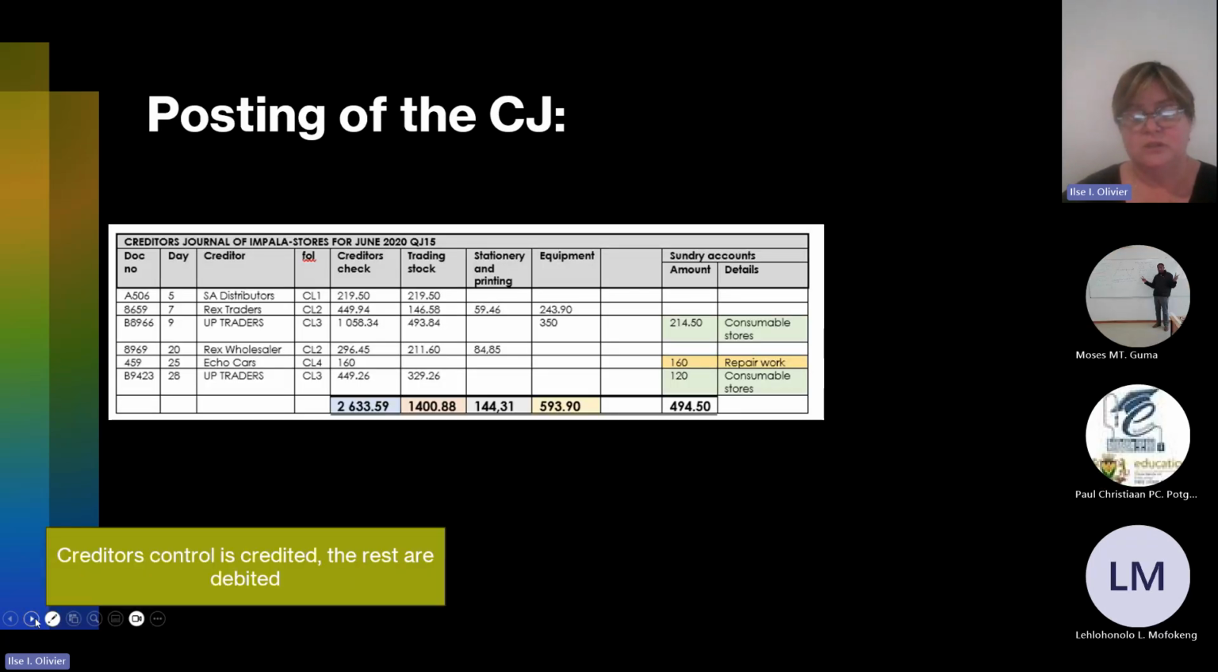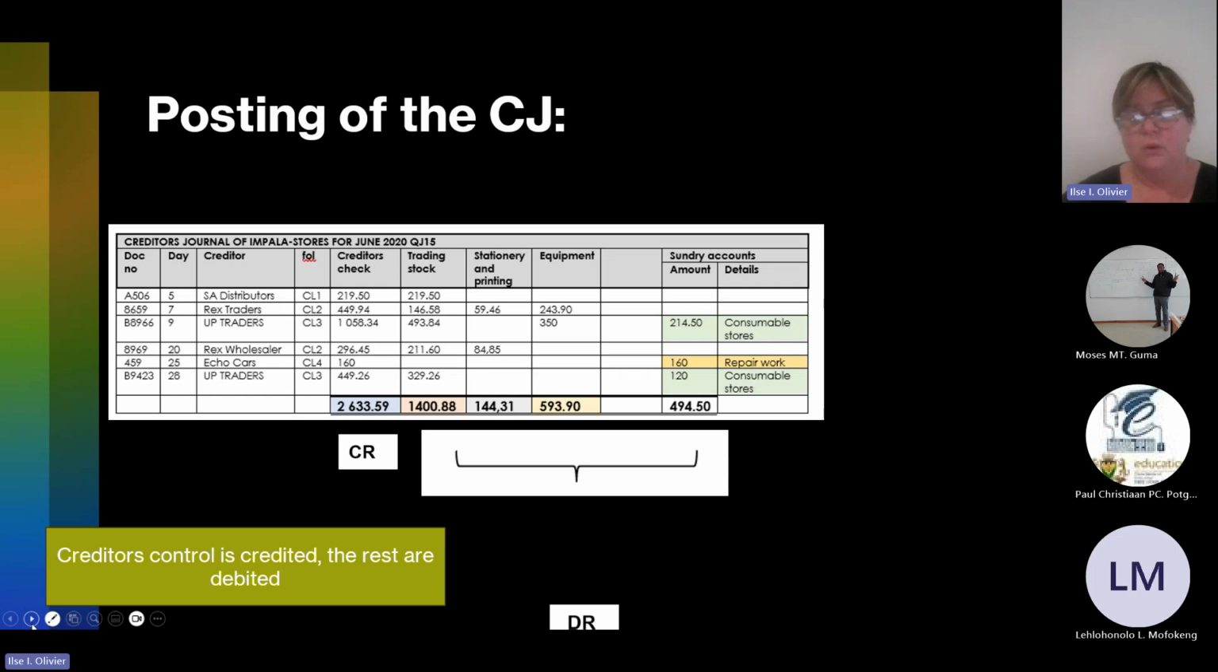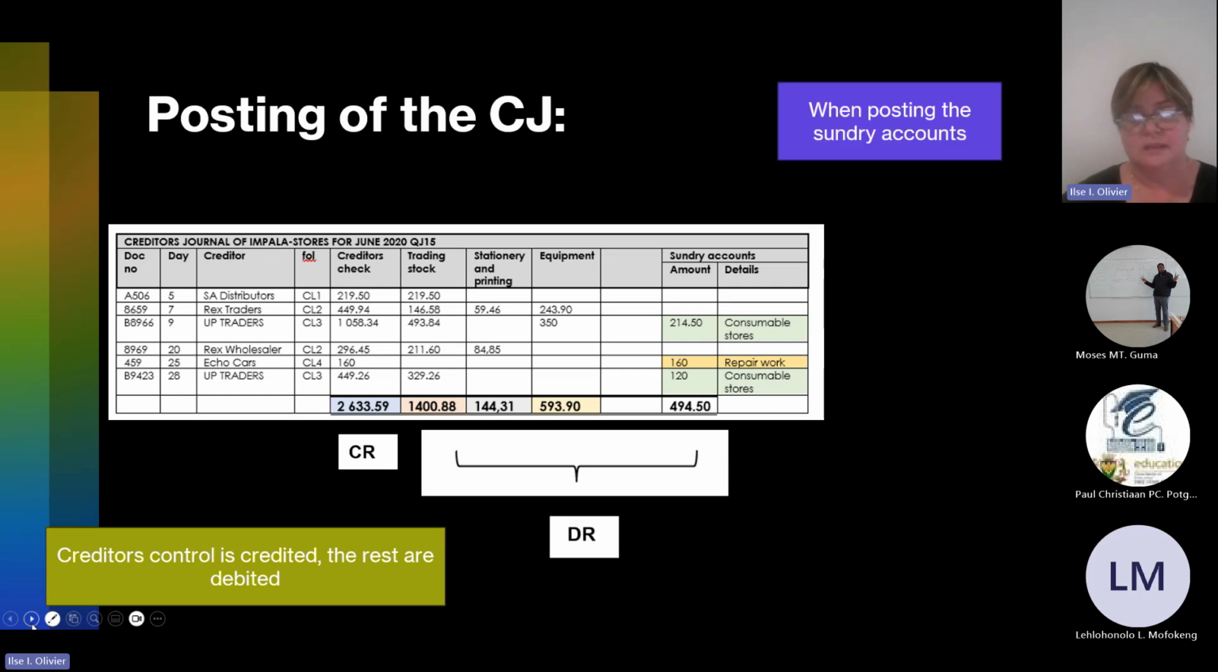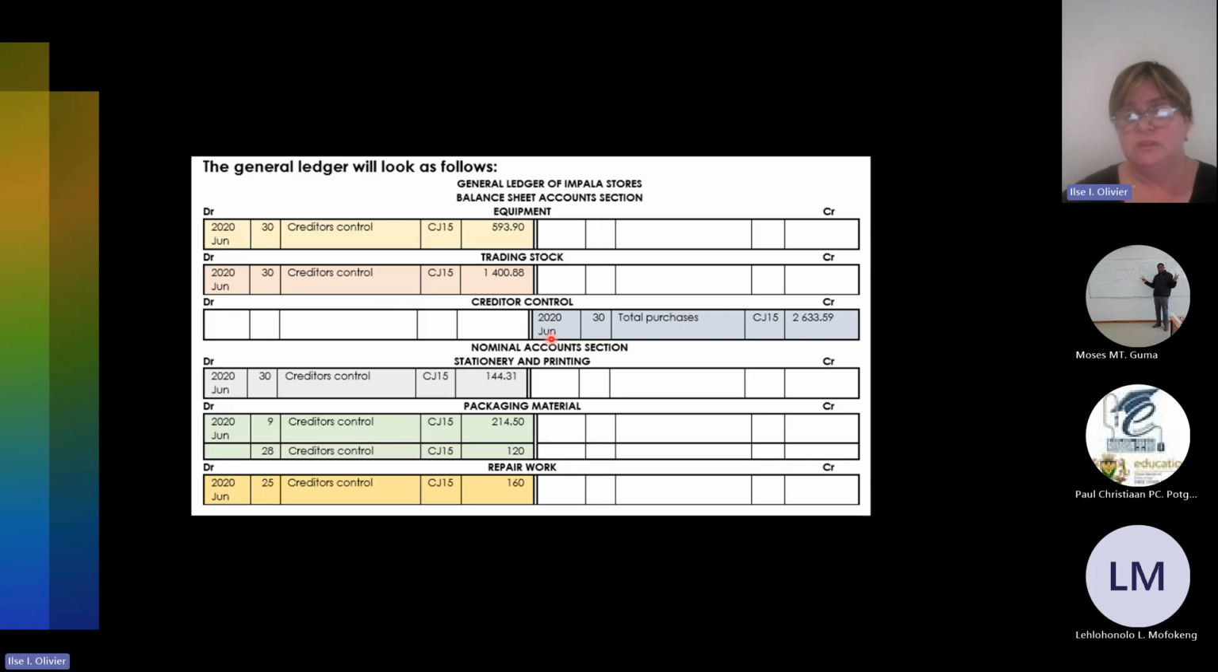So if we look at our CRJ, creditors control is credited and all the rest is debited. So if we look here, creditors control is debited and all the other accounts will be credited. Remember when we post the sundry accounts that the day becomes important and that the account becomes important because it's transactions that do not happen so often. So if we post it, 2020, June the 30th, we write total purchases now because it shows how much credit purchases we had. CRJ 15, it is credited and all the other accounts are debited.